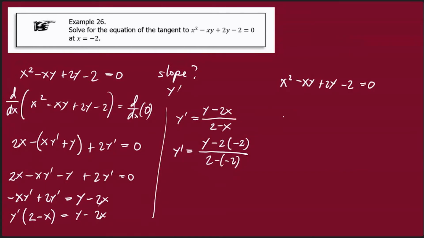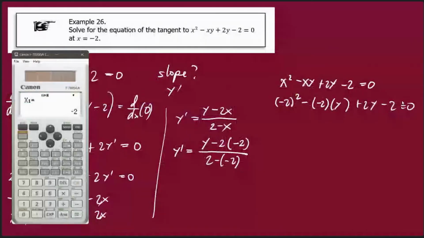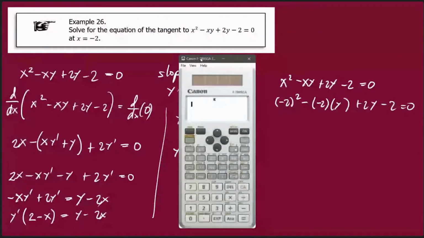How do we do that? Substitute the value of your x. When x is equal to -2, what's the value of your y? So this is -2 squared minus -2y plus 2y minus 2, equal to 0. You can also use your calculator here. You should know how to use your calculator.